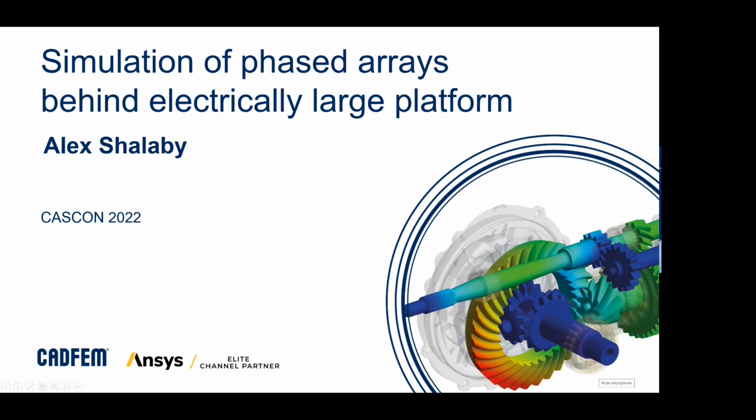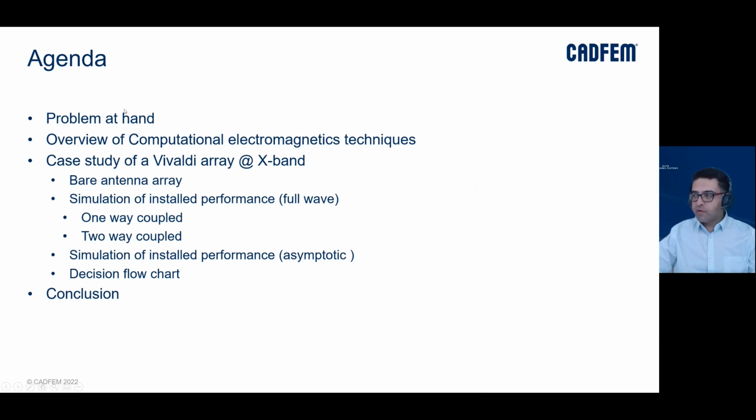So that's the agenda for today. I'll start by describing the problem at hand, the ways to solve it, a typical example, which is a Vivaldi antenna array at X band. Then there's two ways to solve that: the so-called full wave, which is the most accurate way, and then the asymptotic, which is less accurate but very fast, and then a decision flow chart to help our customers decide for their typical scenarios, and then finally, conclusion.